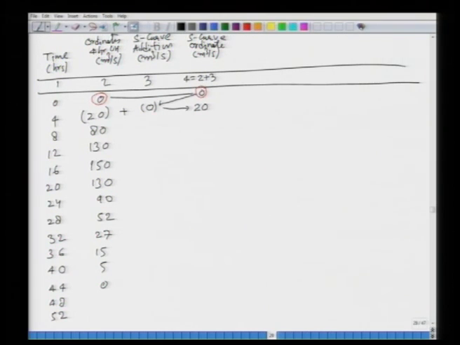You transfer this number here, and then the next entry, at 4 hour, will be the sum of the next ordinate plus the S curve addition column. So, then we have 20, and this 20 we are going to transfer to the next, which is at the end of 8 hours, let me say 20 here. What is going to be the next entry here? It is 80 plus 20, which is how much? 100. And we keep on repeating this process.